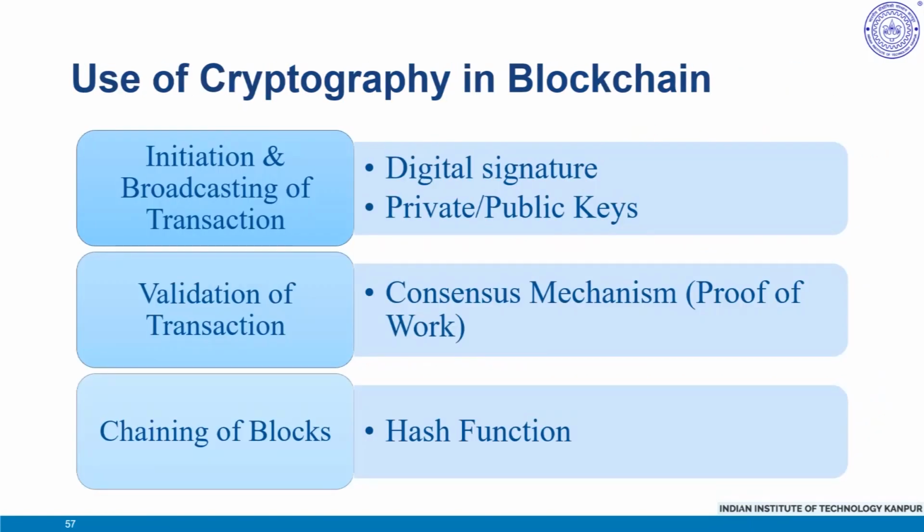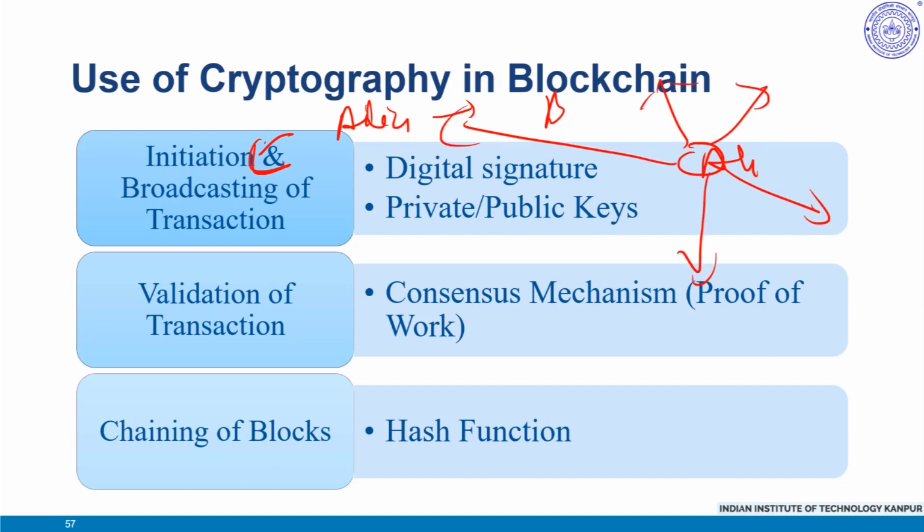So let's just summarize our discussion here. First, let's say Alice wants to perform a transaction, maybe give $100 worth of Bitcoin to B. So she will initiate and broadcast the transaction. The transaction will have her digital signature, which she made using her private key, and in her broadcast, the public key corresponding to that private key and some other transaction details will be there. So there will be member nodes.